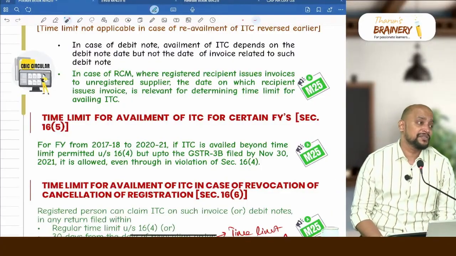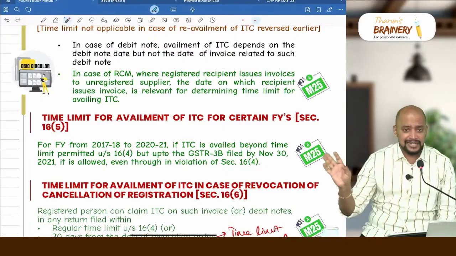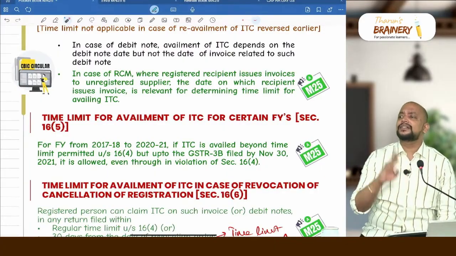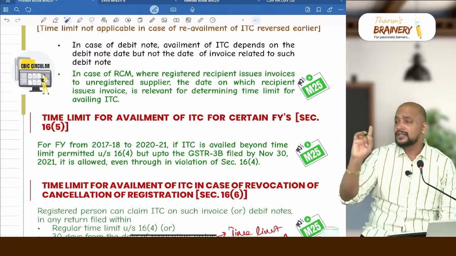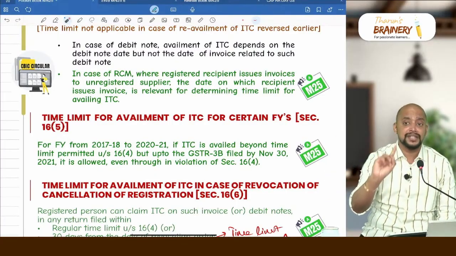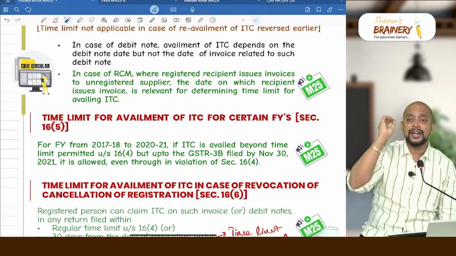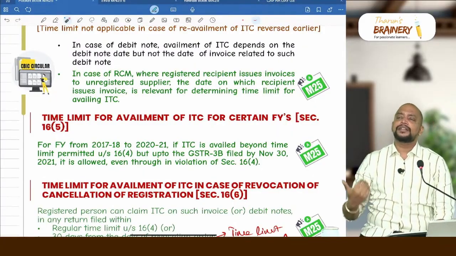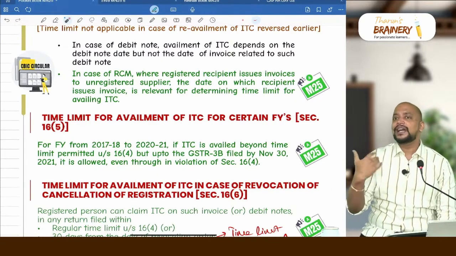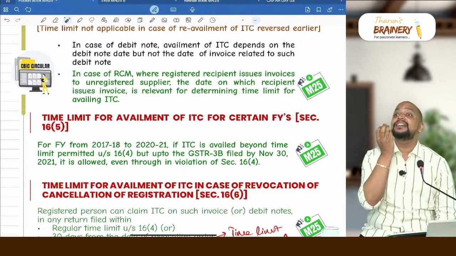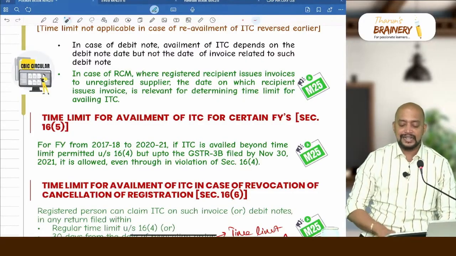Now what is the time limit within which the invoice is to be given? 30 days, for goods or services or anything. Whenever the supplier is unregistered, the recipient is registered and the supply of goods or services is covered under RCM, the recipient should give the invoice within 30 days from the date of receipt of goods or services, and based on that the recipient can avail the ITC also. But to avail the ITC, what should be taken as the relevant date for the purpose of availment of ITC?